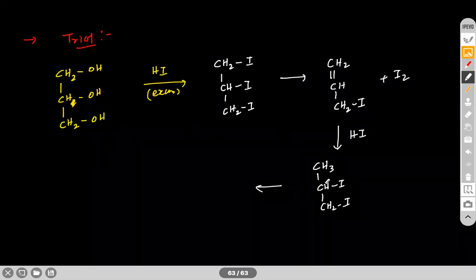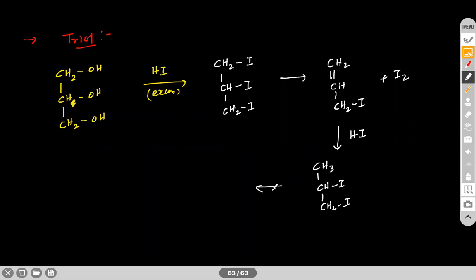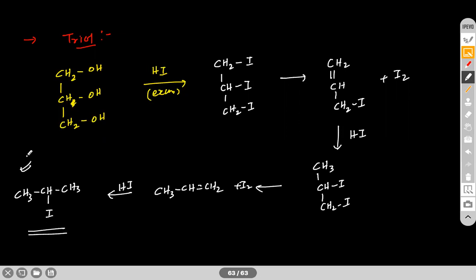Again 2 iodines at adjacent carbons are not stable at all. It converts into alkene again. You'll get CH3, CH double bond CH2, and I2 goes out. But since we have excess of HI, in the last step we again have addition of HI according to Markovnikov rule. This gives CH3CHICH3, and this is the final product in this reaction.